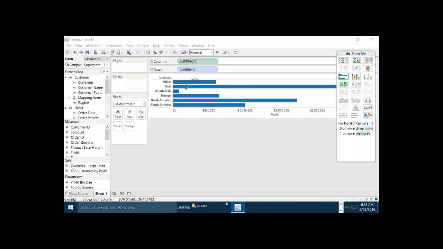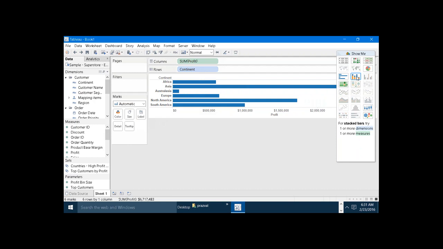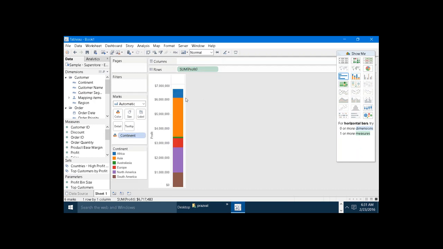The individual bars. Here Tableau has combined the individual bars into one single bar. So let me click on the stacked bar. If I click on the stacked bar, here we are seeing one single bar. So basically stacking means grouping.